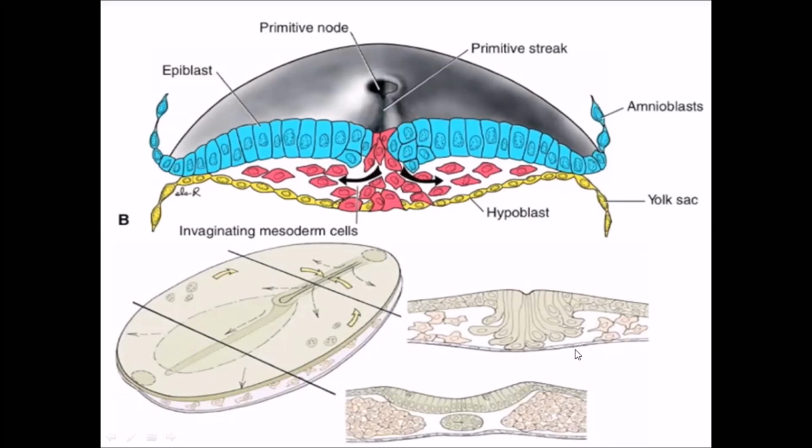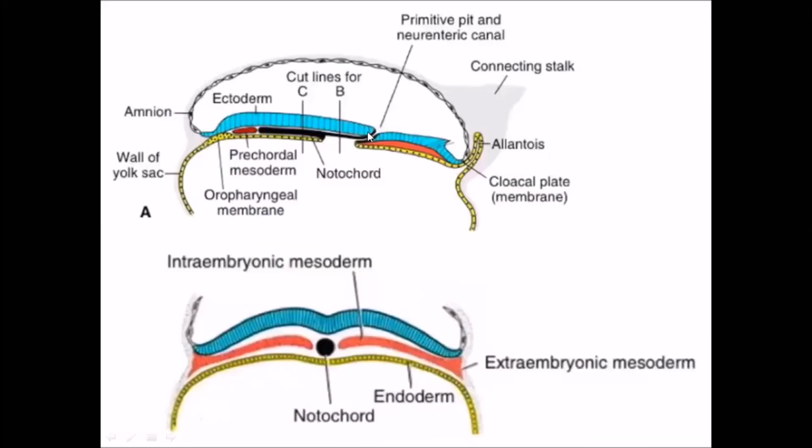So this is how the notochord is formed. This is a cut section where you can see the primitive node, from which the notochordal cells move towards the cranial end through the primitive pit. This is the cranial end. This is the caudal end. Here you have the oropharyngeal membrane, and here is the mesoderm. So the cells from the primitive node, that is the notochord, move towards the cranial end through the mesodermal layer.